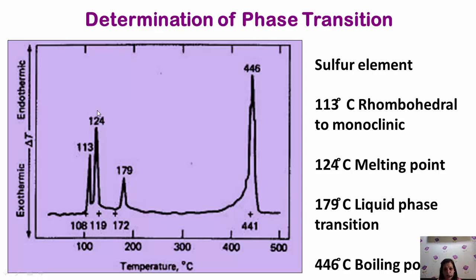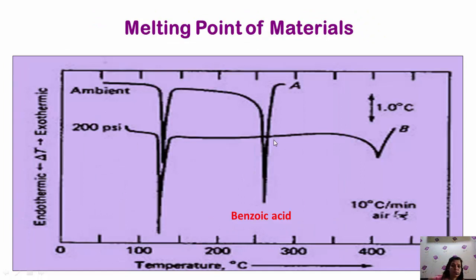At 124, you can say the melting point of your compound. At 179, it changes into liquid phase transition, and your solid has been transited completely into liquid phase, and at 446 degrees Celsius, it started boiling. So you have gathered the information: endothermic reaction, exothermic reaction, enthalpy of a compound, melting point, boiling point, along with phase transition. So you can find out the melting point of a compound.